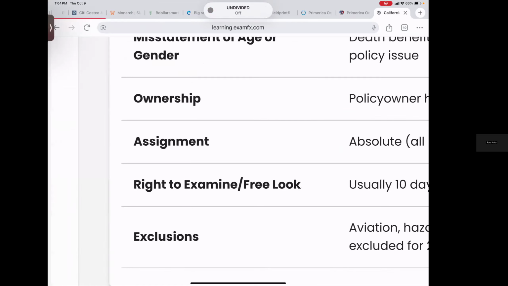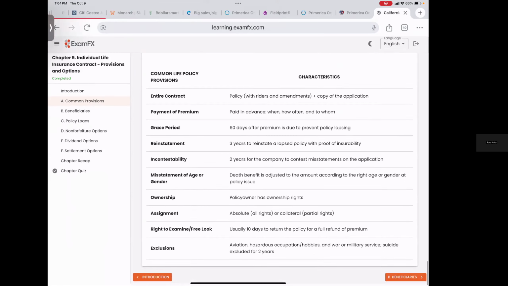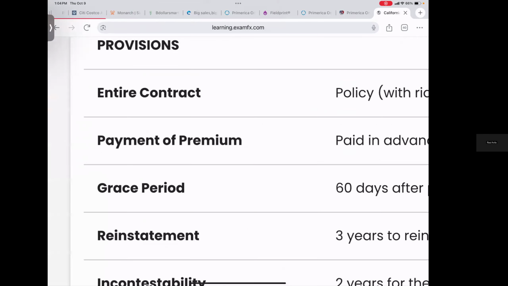Ownership, assignment. All right, you already know. So let's review. Entire contract. The entire contract includes the policy plus a copy of the application. So the entire contract is the policy itself and a copy of the application. All right, let's keep going. We're limited on time.